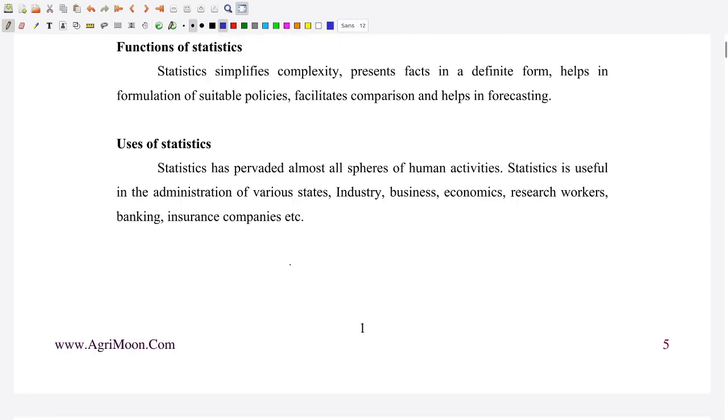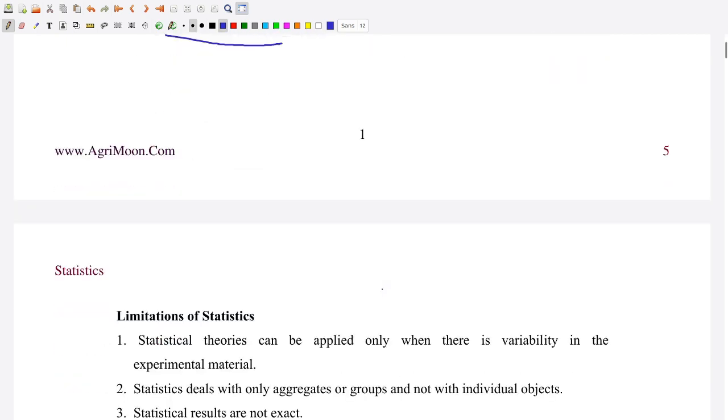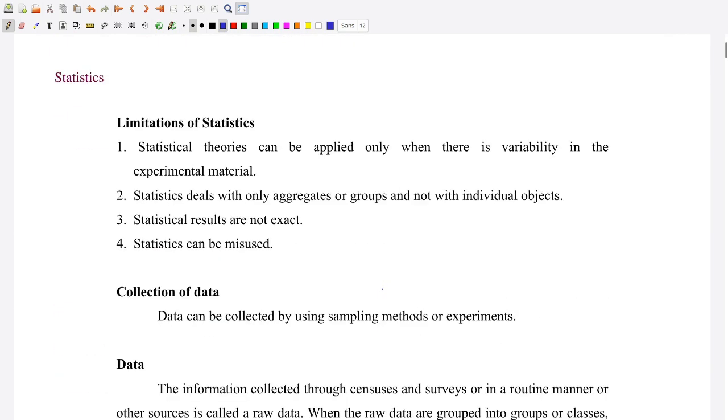What are the uses of statistics? Statistics has various uses. For example, it could be used in various states, industries, business, research workers, banking, insurance companies, and obviously for agriculture also. So that is why we are studying this particular subject.